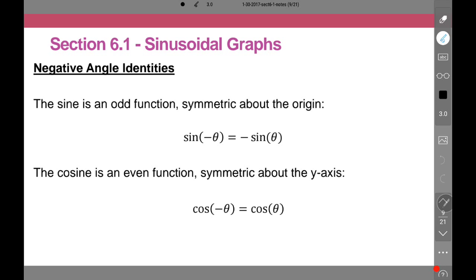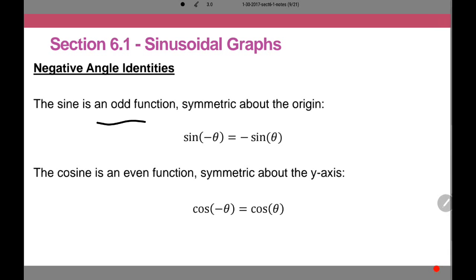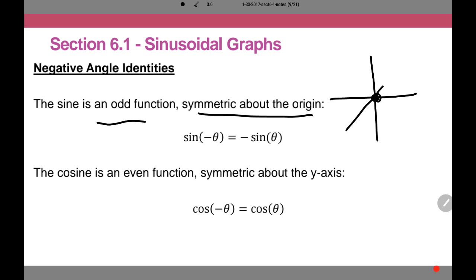But first, we're going to talk a little bit about whether they're even or odd functions. In this case, it gives us a couple new identities that we can use sometimes later when we solve equations. And here, since sine is odd, it's symmetric about the origin, which we saw when we looked at the graph of sine. It went through the origin and did this.